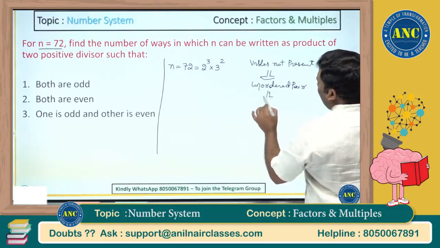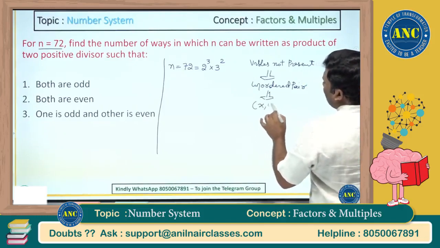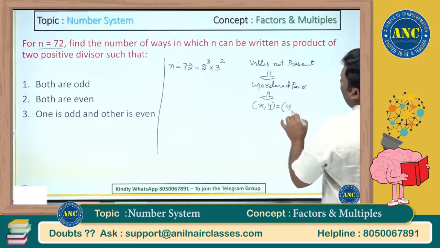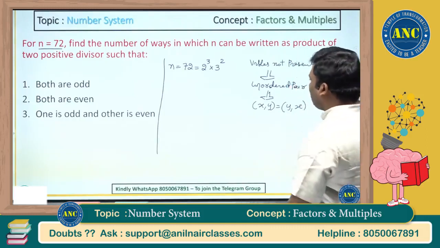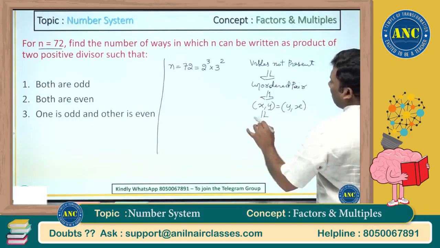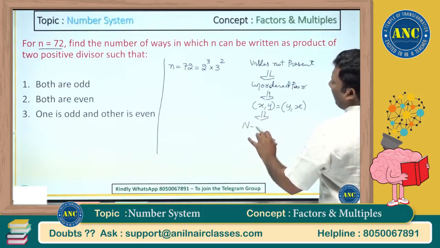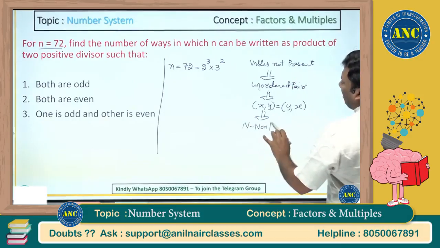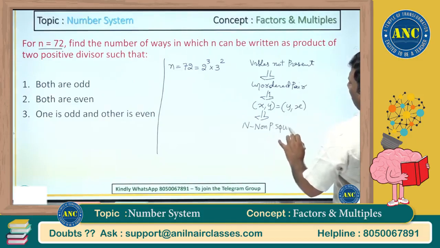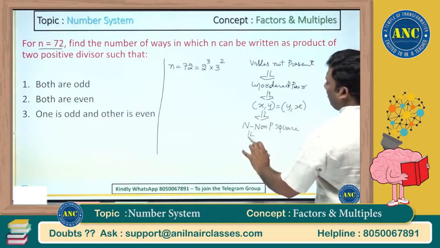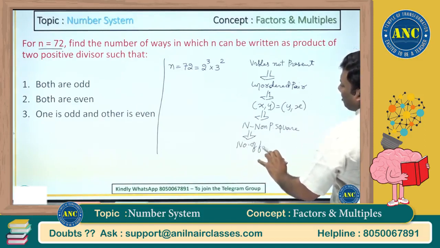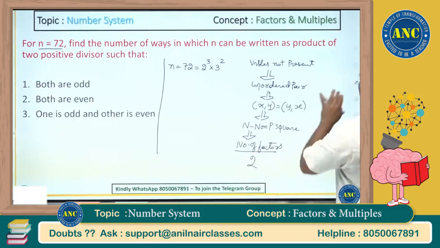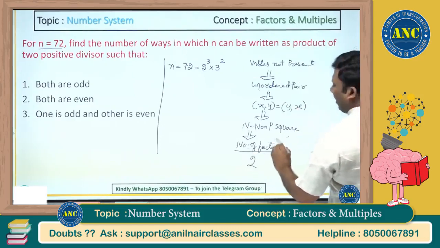What do you mean by an unordered pair? Reverse is not allowed. X comma y is equivalent to y comma x. And another thing, the number is a non-perfect square. 72 is a non-perfect square. In an unordered pair, if the number is a non-perfect square, what will be the total cases? Total cases will be number of factors divided by 2.